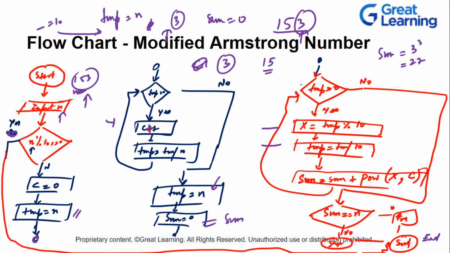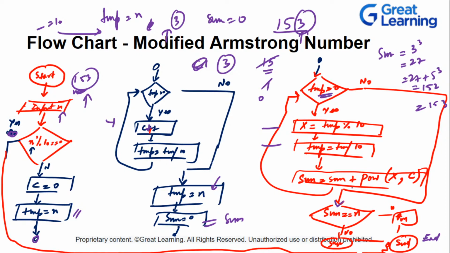I did it again. Now this time around I added 27 plus 5 raised to the power 3, which is 125. The total will be 152. And this time my number will be now 1. Finally I have this 153. Now temp is equal to 0. And now once my temp is equal to 0, I will go into the no section.